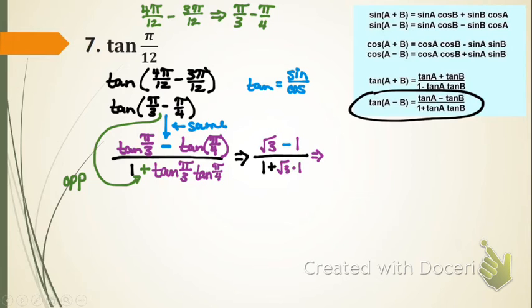So in my numerator, I can't really do anything there. Radical 3 minus 1 over 1 plus radical 3. Am I allowed to leave a denominator like that? Have to rationalize. How do you rationalize a denominator like that?